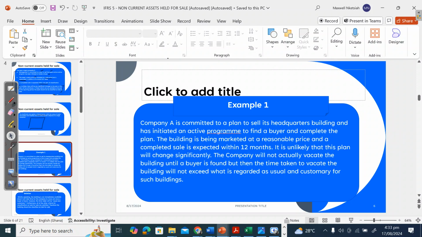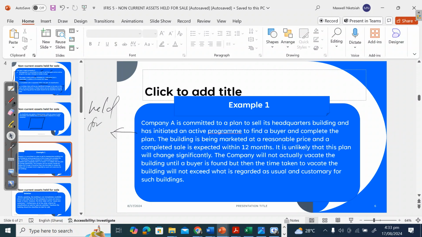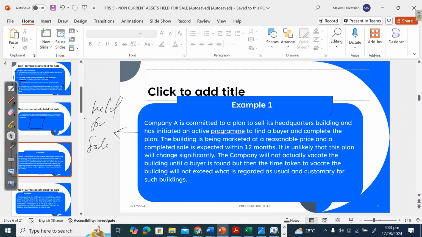Okay, so now the question we have to ask ourselves is, can we classify this headquarters as held for sale based on the information we have? Are they ready to sell it? Have they satisfied the conditions? Okay, so when we go through it, one, they have a plan. So one condition is met. And they have an active program to locate a buyer. So another condition is met.